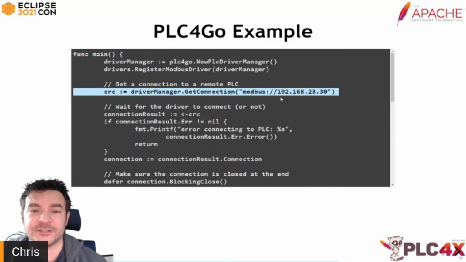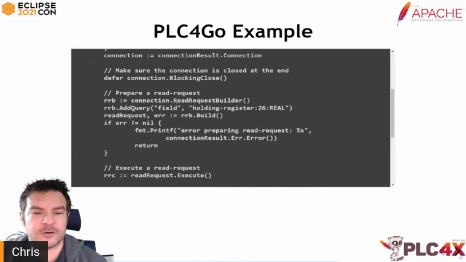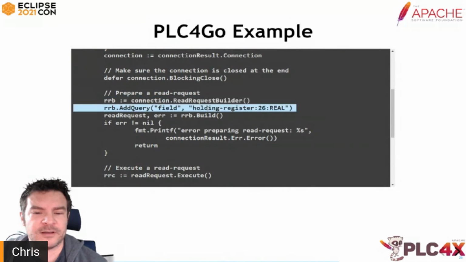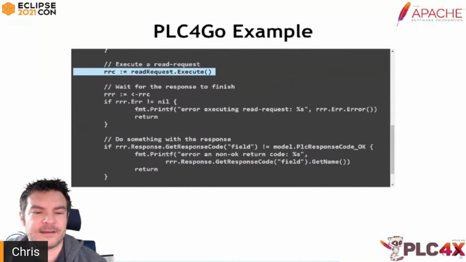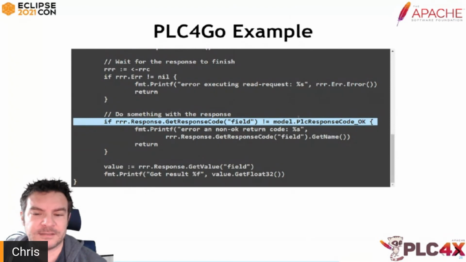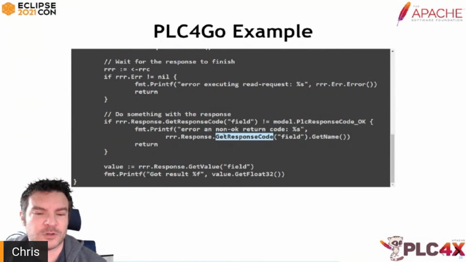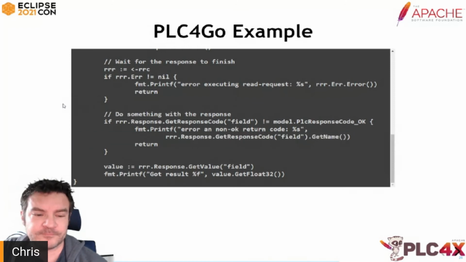So we're trying to get a connection. Then if the connection was successful, we're getting access to a read request builder, adding a field to that, getting a read request, and executing the read request. Then we're going to wait on a read request response. That could be an error, or it could be something good. If it was something good, we'll check if it was okay, and if it was okay, we'll just print it out. That feels very native for somebody fluent in Go.